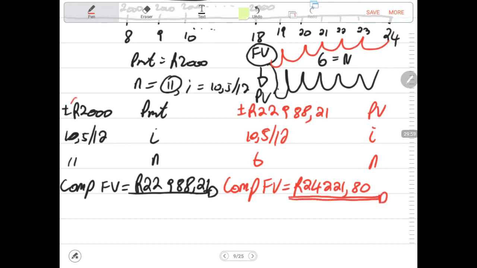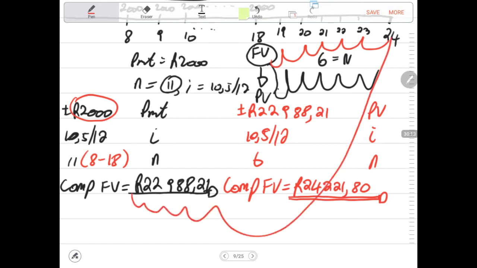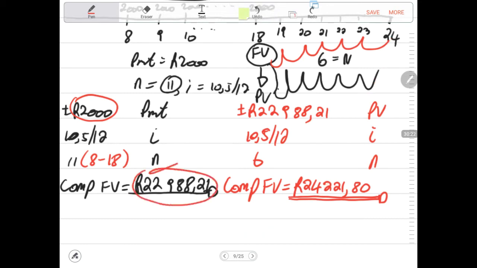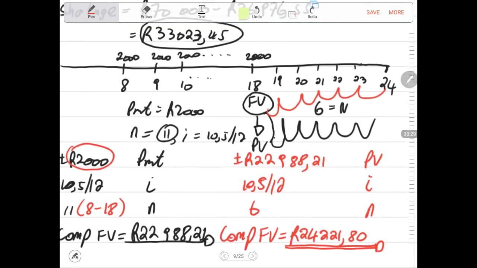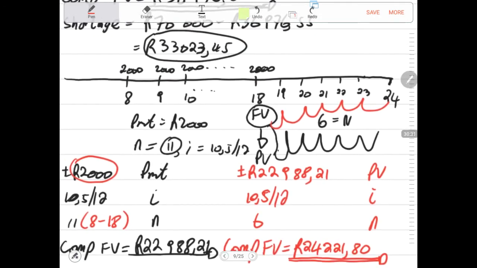So now we can see that this is what will be available in the account if we make payments of 2,000 from month number 8 up until month number 18, and then after we stop, the amount is left in the account to earn interest up until month number 24. They normally say that, even if they did not say, but we know that it will remain in the account earning interest up until month number 24. That is why this future value became present value and earned interest for 6 months up to month number 24. So now we have two amounts available in our bank balance.